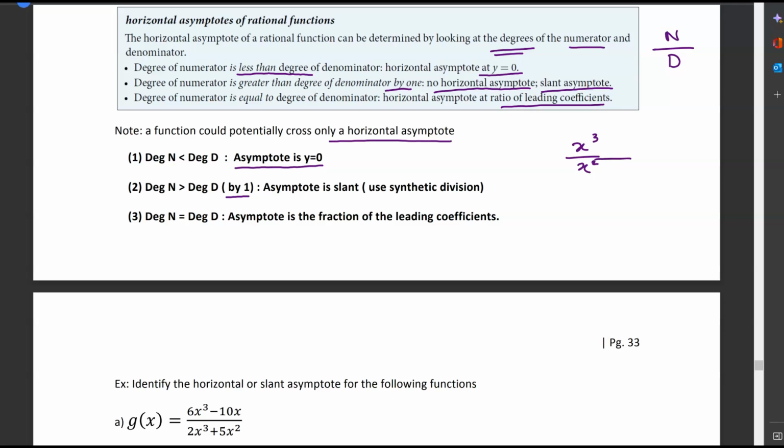So the degree of the numerator is bigger than the degree of the denominator, but only by 1. We have a slant asymptote, right? So we're going to be using synthetic division to figure that out. And if the degree of the numerator is equal to the degree of the denominator, the asymptote is a fraction of the leading coefficients. So let's take a look at some examples here.